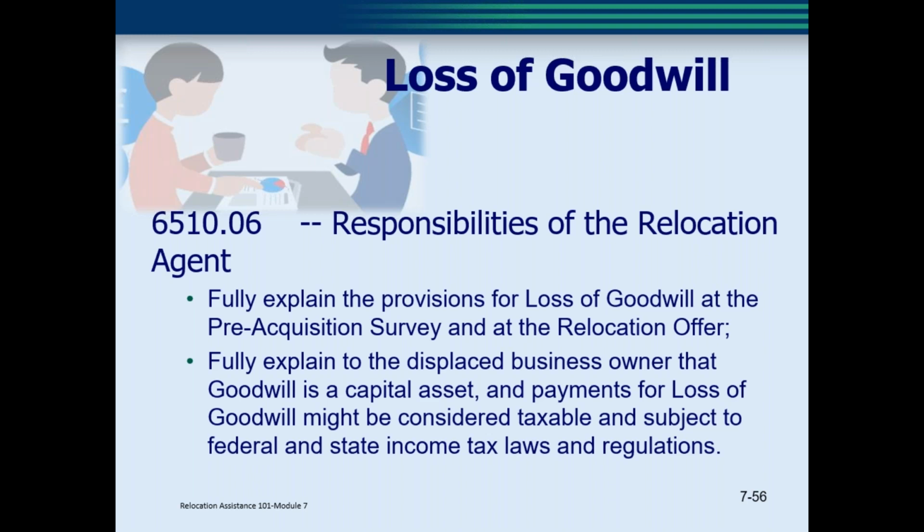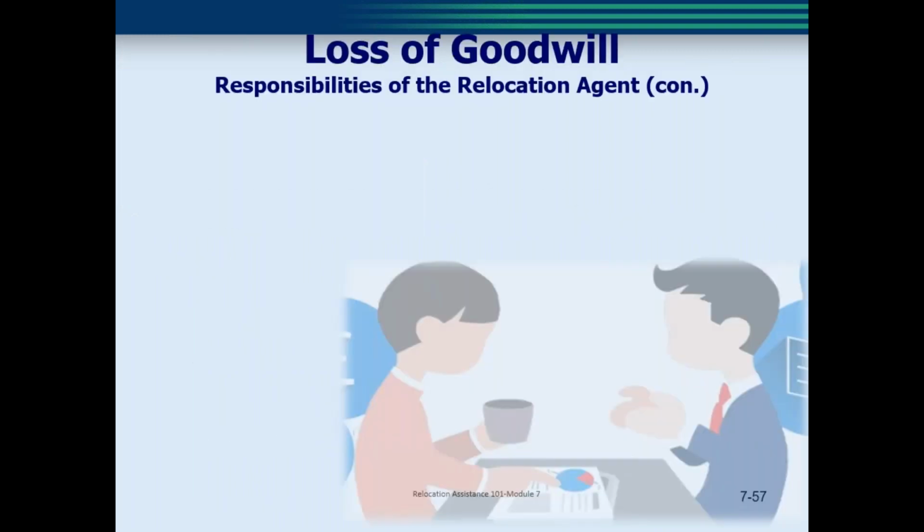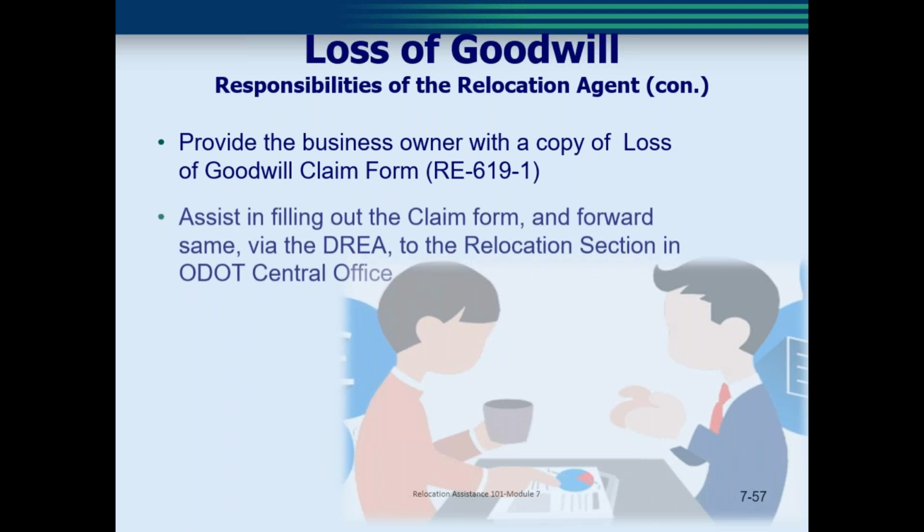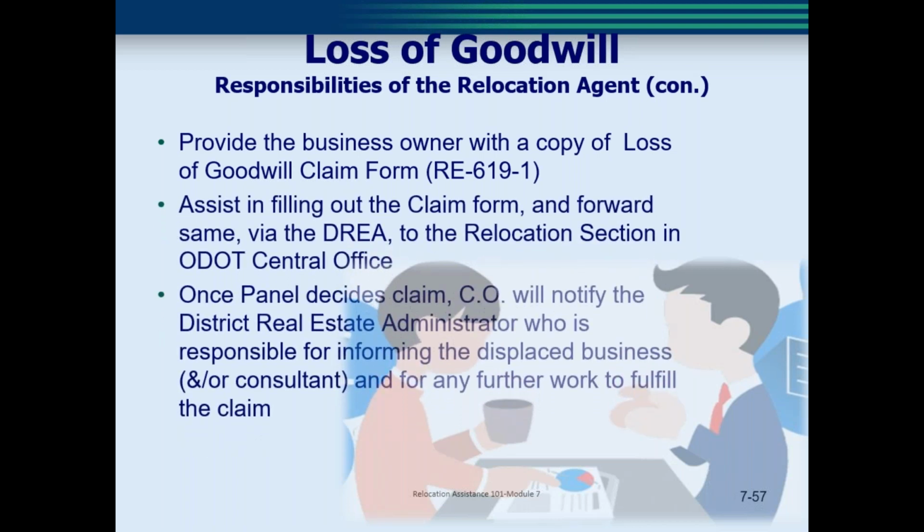So let's talk about what the responsibilities of the relocation agent would be. You need to provide the business owner with a copy of the loss of goodwill claim RE 619-1. You need to assist in filling out the claim form and forward the same via the District Real Estate Administrator to the relocation section in ODOT Central Office. There's a panel in Central Office of 3 people. They actually make the decision of whether this will be approved or denied.